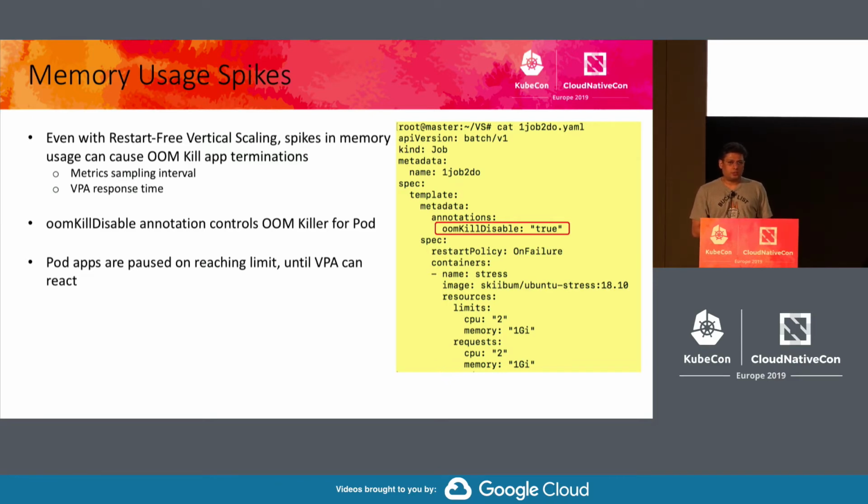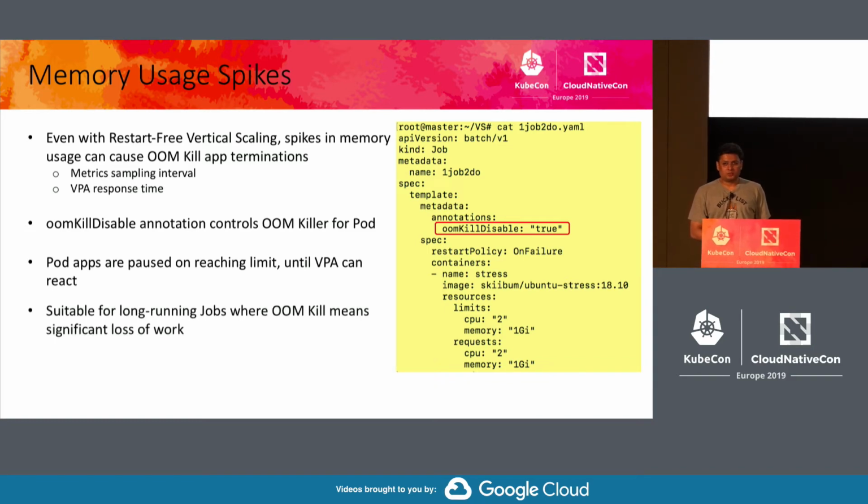Instead, the applications in the pod get suspended, they're paused, until VPA has had a chance to look at the usage and then update, give it more memory, for example. And once that happens, the application becomes runnable again, and it's resumed, starts running. Again, this is suitable for our customers' long-running jobs, where if you're in a 4-hour job at 3 hours 50 minutes, you hit this condition, you do not want to be killed for that.